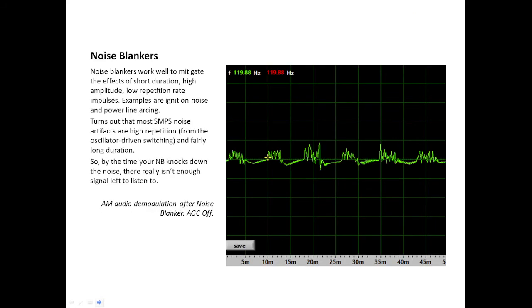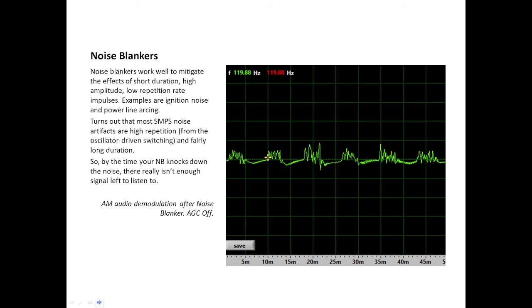So why don't noise blankers work, since we're just dealing with impulse noise? Well, noise blankers work well when you have short duration, high amplitude, low repetition rate impulses, and the examples are ignition noise and power line arcing. But it turns out the switch mode power supply noise is much more complex, with higher repetition and fairly long duration. So by the time your noise blanker knocks down the noise, as you can see here in this picture, there's no signal left to listen to.